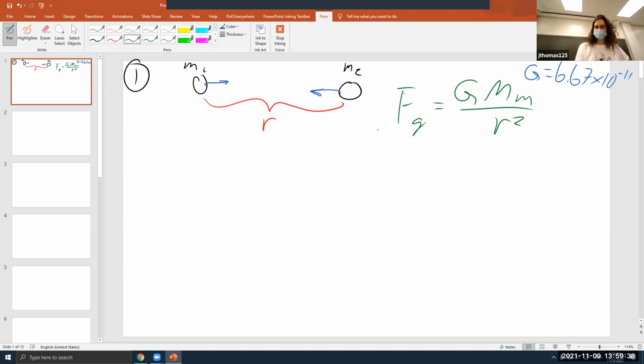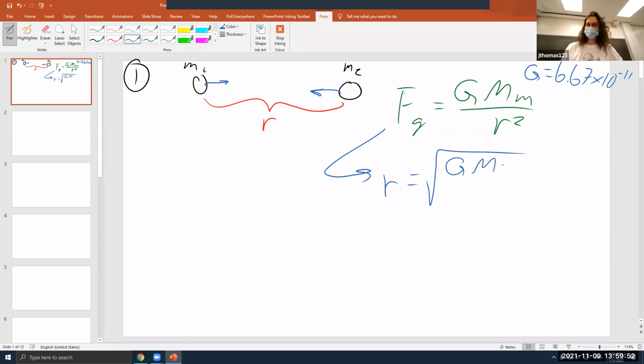So in that case, you're just going to solve this equation for r. Since r squared is on the bottom, you can switch it with the force of gravity. And of course, we need to take a square root, and we get that r is the square root of G big M little m over the force. Which one is big M, which one is little m? Doesn't really matter. You notice that they're multiplied together. That also tells us that these forces will have equal magnitudes.